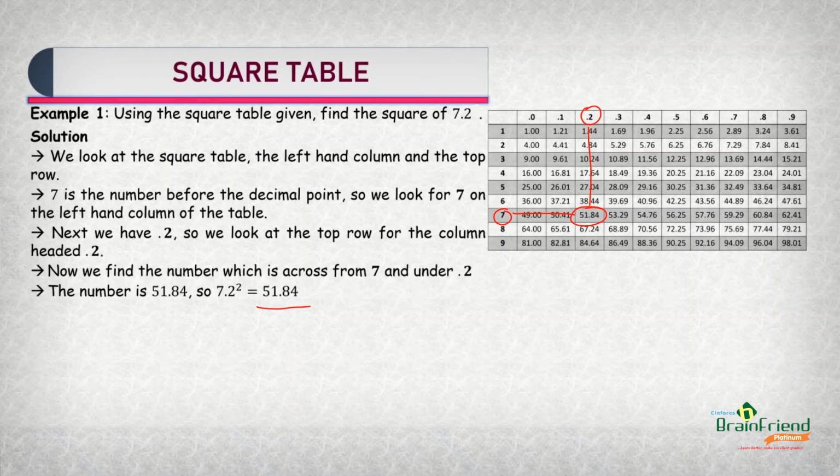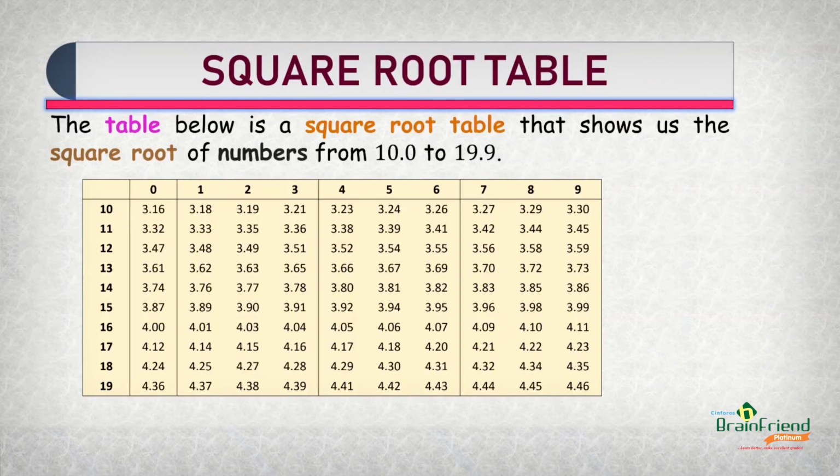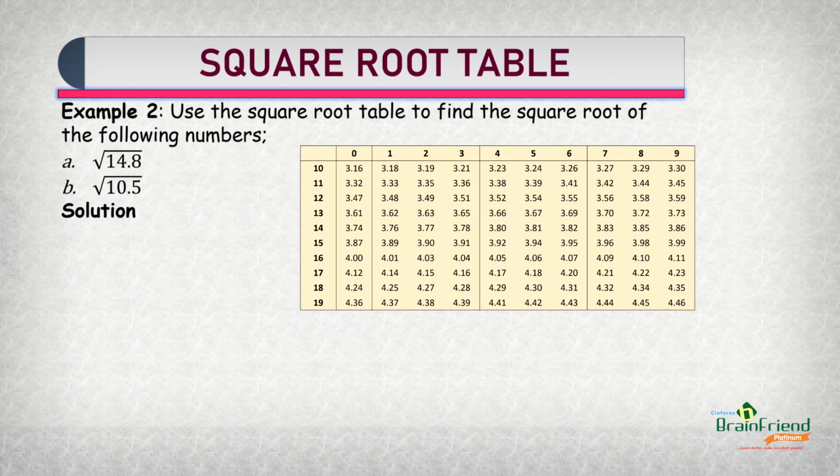Having looked at a square table, let's go on to look at a square root table. Now this table here is a square root table that shows the square root of numbers from 10.0 to 19.9. Now let's look at an example. Now use the square root table to find the square root of the following numbers. A, 14.8, B, 10.5.